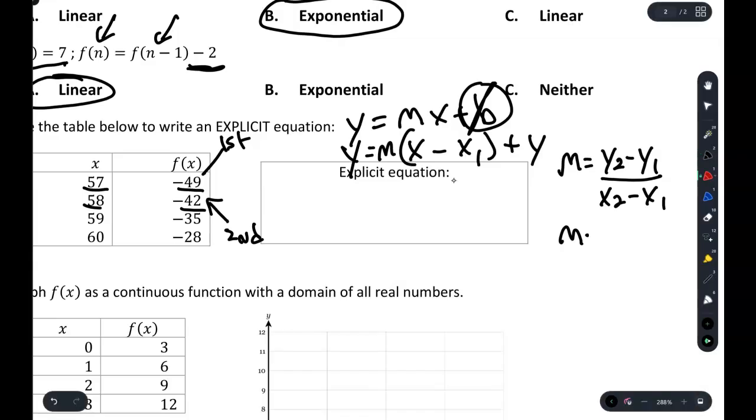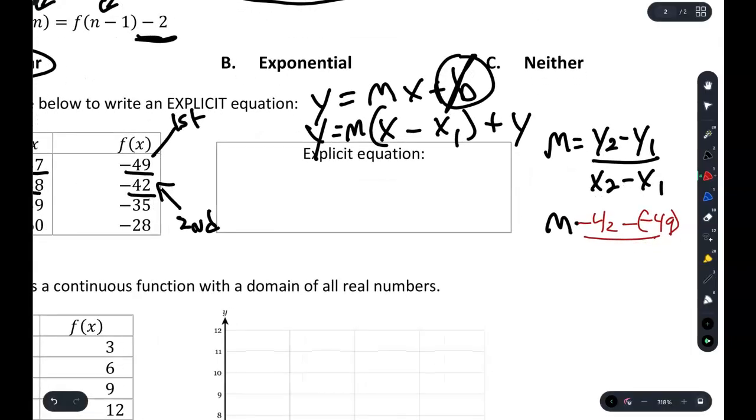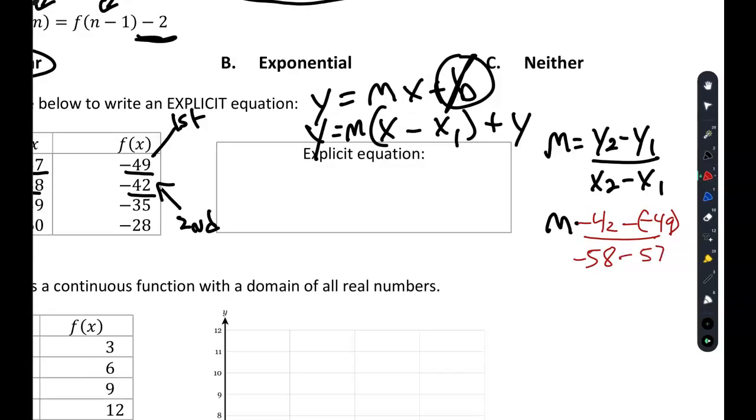I'm going to change this and make this smaller. Negative 42 minus negative 49. And we'll put that over, zoom in a little bit, negative 58 minus 57. Okay, actually this is positive 58. So positive 58 minus 57.